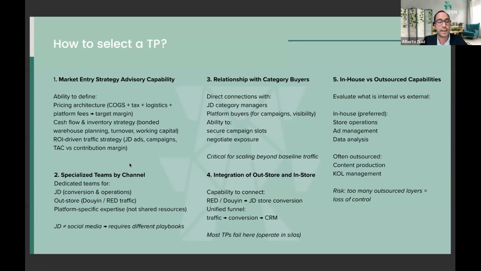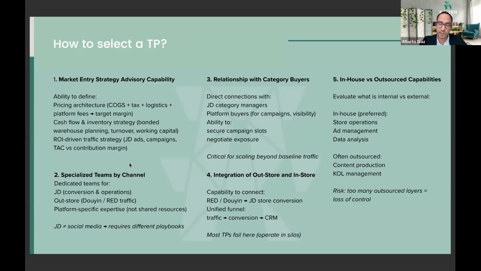That is very important. The second point is for them to have a specialized team, so that if you're doing Jingdong Worldwide, they need to have personnel that is trained, specialized, and only managing Jingdong Worldwide and not all channels at the same time.